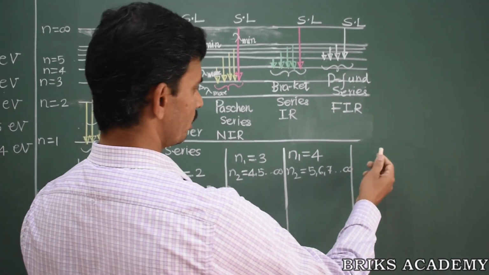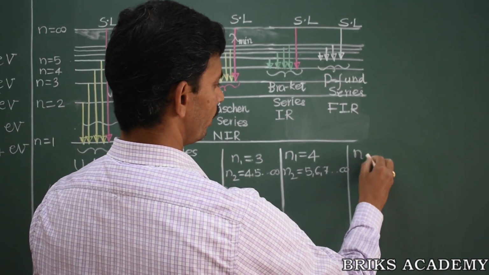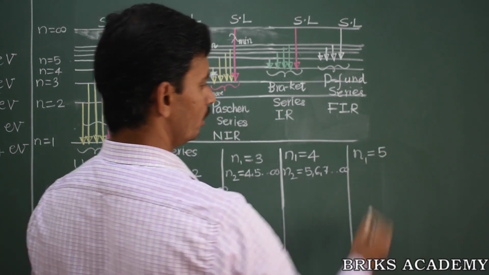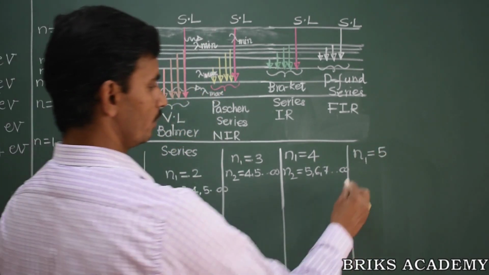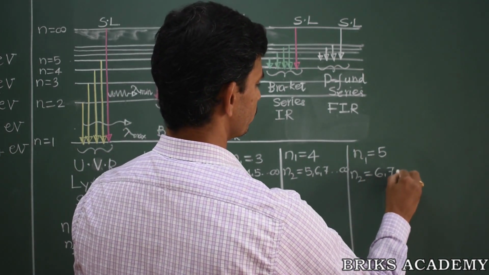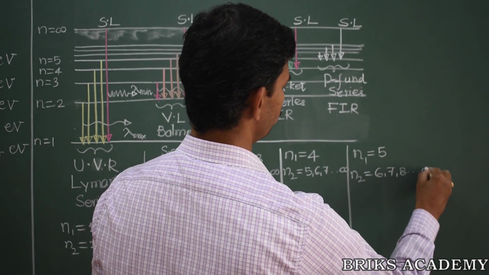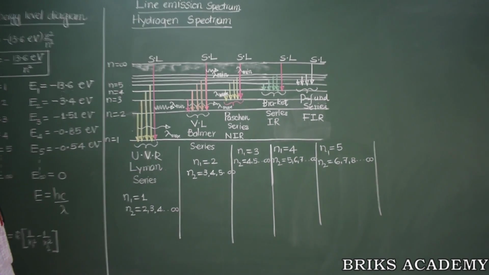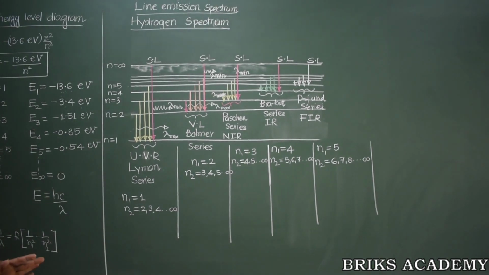Whereas for the last series, the Pfund series, which always completes on orbit number 5, the n1 value remains 5 and the n2 values are 6, 7, 8 and go up to infinity. So I hope we have followed which series is from where to where, what the n1 values and n2 values are, and which range of the electromagnetic waves is emitted. With this we have understood the hydrogen spectrum, or the line emission spectrum of the hydrogen atom.